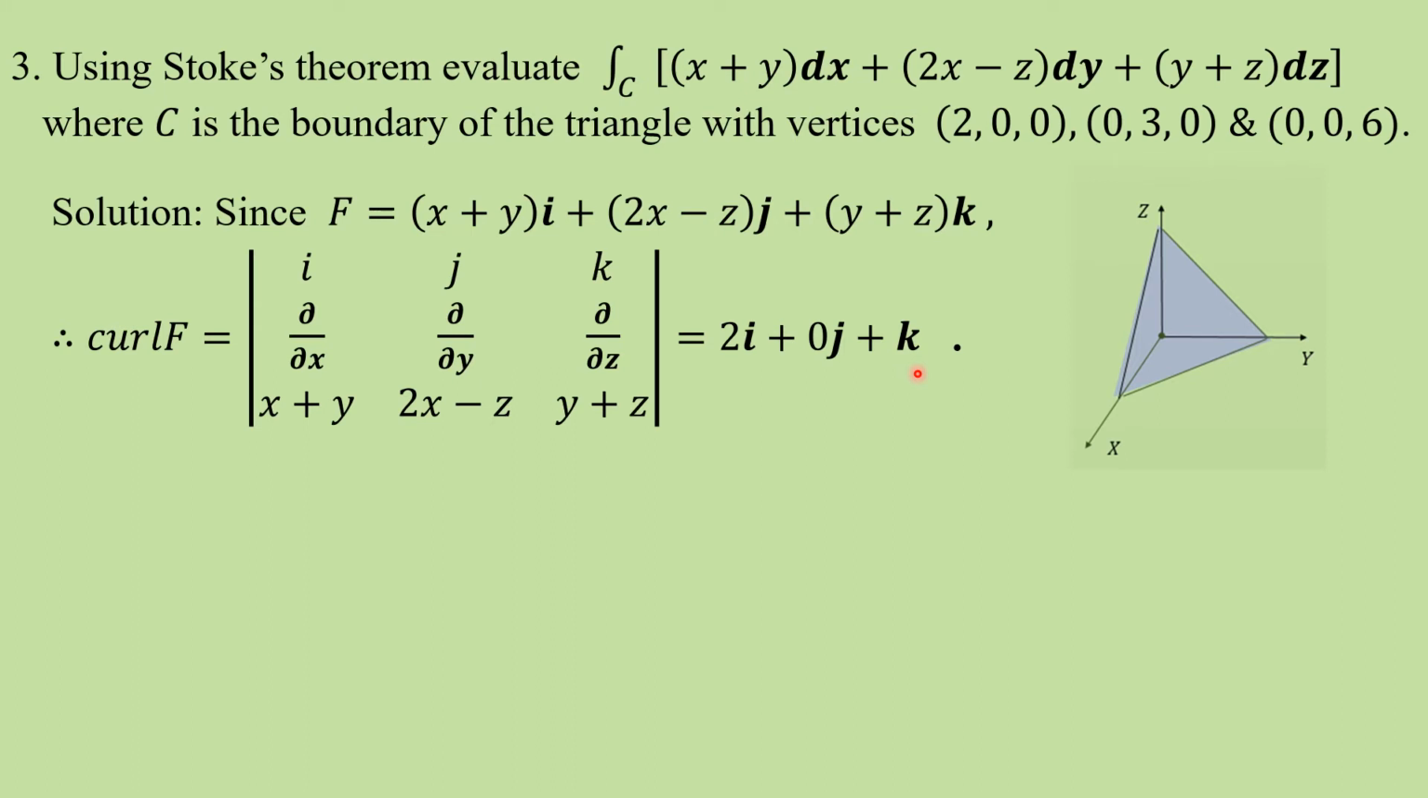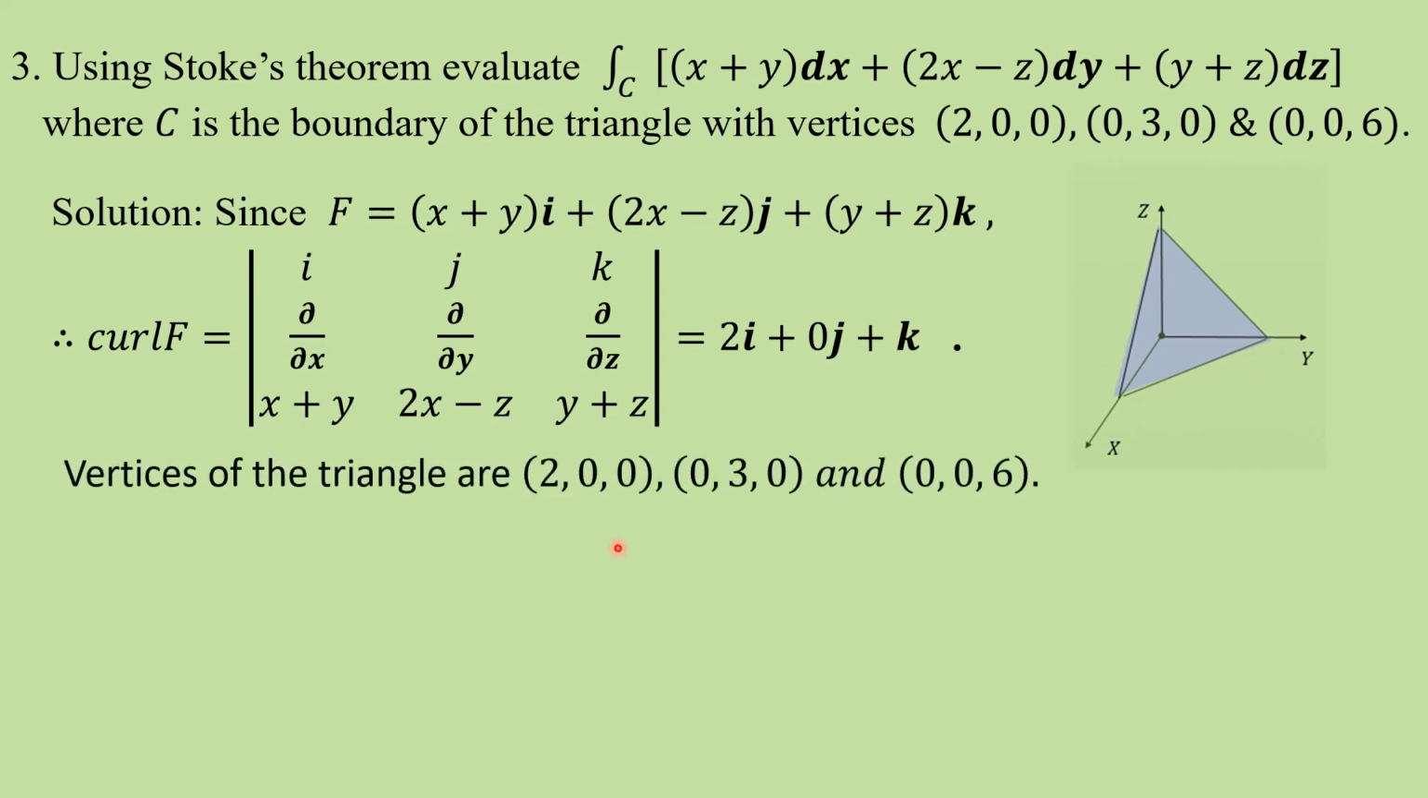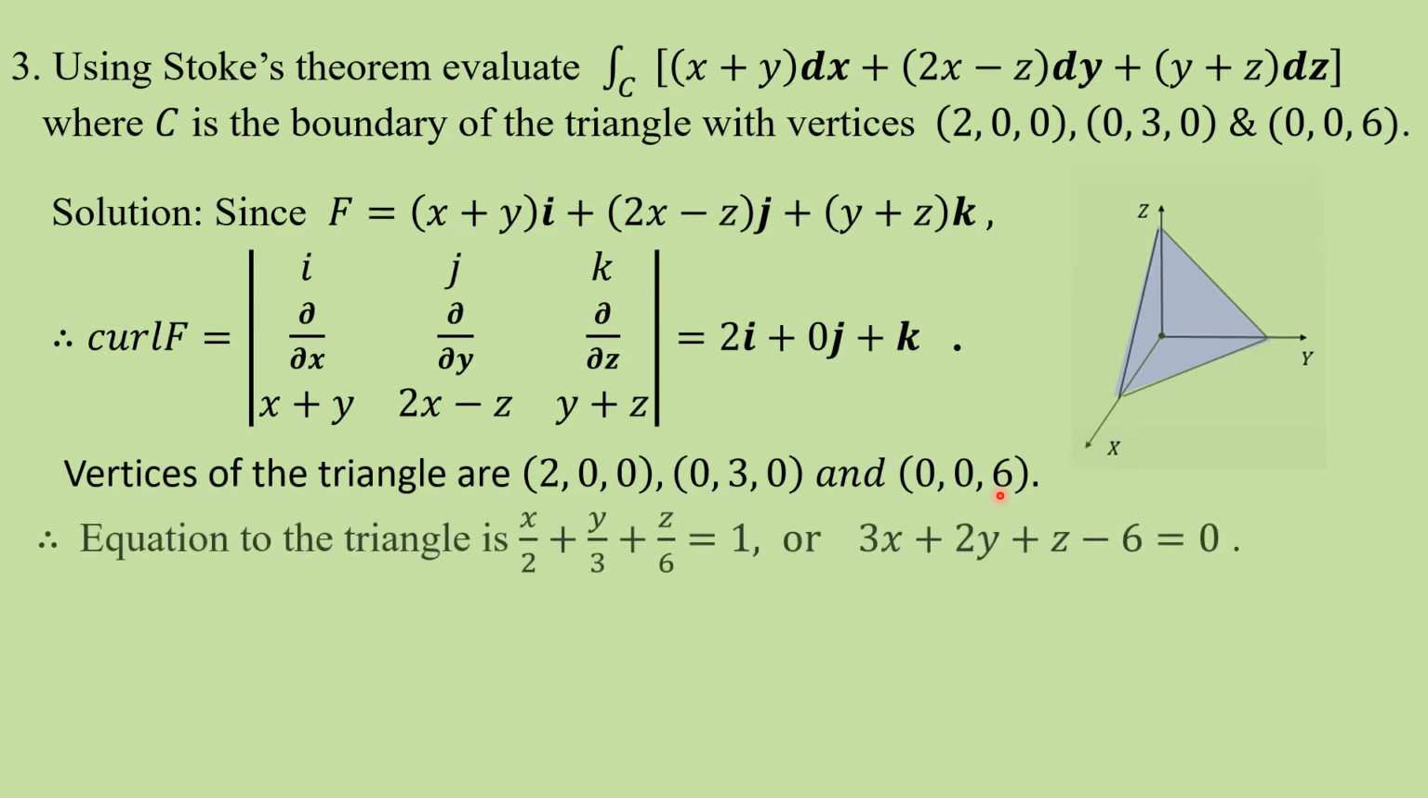Now I want n, the unit outward normal vector to this surface. Since it is a slant surface, as all of you know, the vector normal to the surface is nothing but the gradient of the surface. So I want to find the gradient, or del, on this surface. First let me get the equation of the surface. The triangle with vertices (2, 0, 0), (0, 3, 0) and (0, 0, 6) cuts the x-axis at 2, the y-axis at 3, the z-axis at 6. The intercept form x/2 + y/3 + z/6 = 1 is the equation of the triangle.